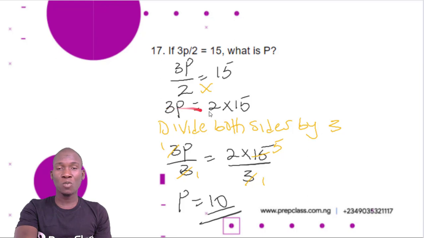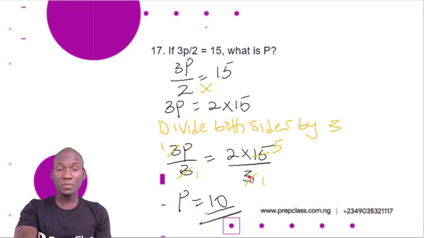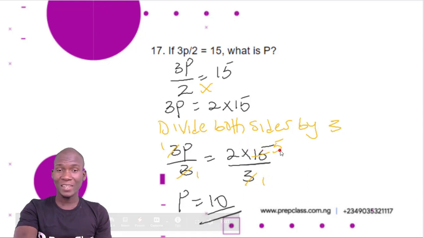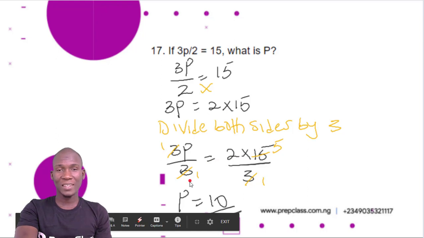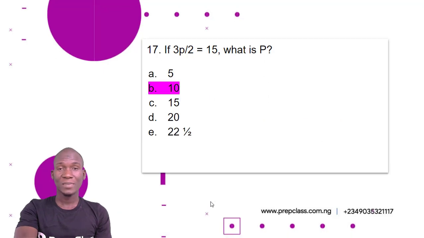Now at this point, 3p equals 2 multiplied by 15. We need to get the value of p. So because we have to get the value of p, therefore we divide both sides by 3. And when we divide both sides by 3, we have 3p/3 equals 2 times 15/3. Now we cancel out. 3 in 3 is 1. 3 in 15 is 5. So what is 2 times 5? 2 times 5 is 10. So we have p equals 10. So solving the equation, the value of p equals 10. And the correct option here is option B.